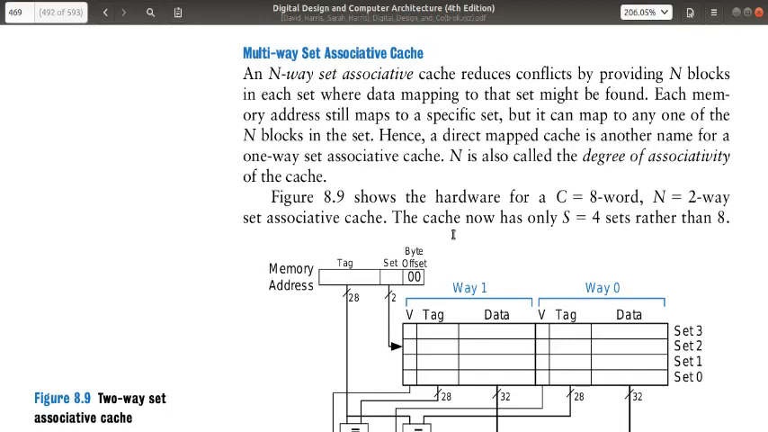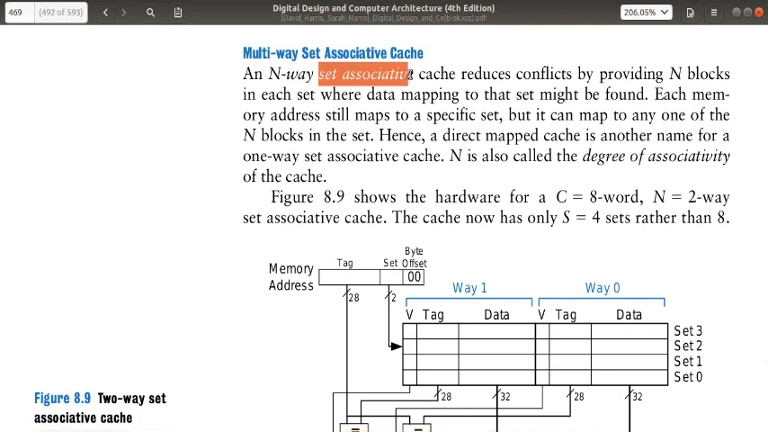Hello. In the previous lecture, we discussed direct mapping in detail. Now let's move on to the next type of mapping in cache memory, which is n-way set associative mapping, or in general, set associative mapping.